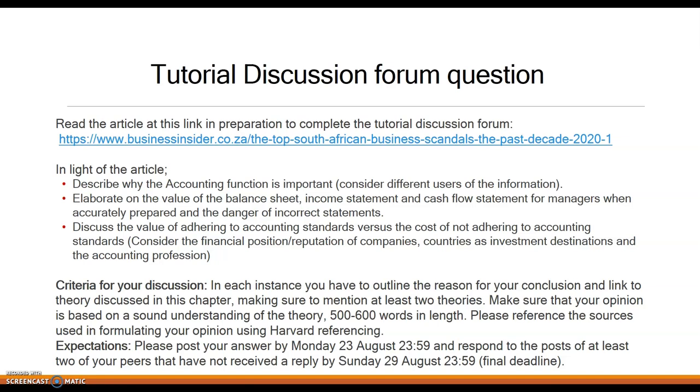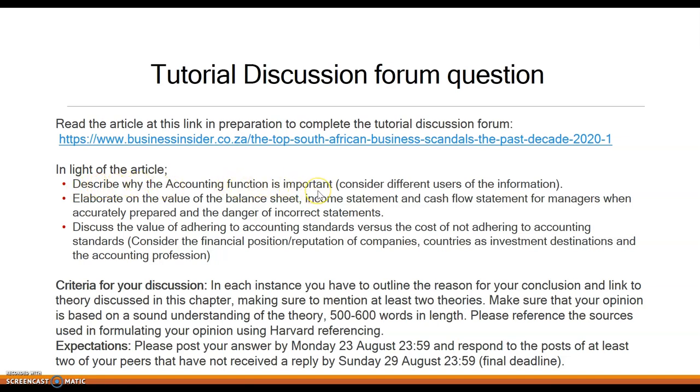Now, I've provided in this bullet point list things to connect to the article in your discussion forum. They may not all be relevant, and you will see that when it comes to the criteria for the discussion, it asks you to mention at least two theories. In the bullet point list, I'm providing more than that. So let's look at what some of the theories might be.